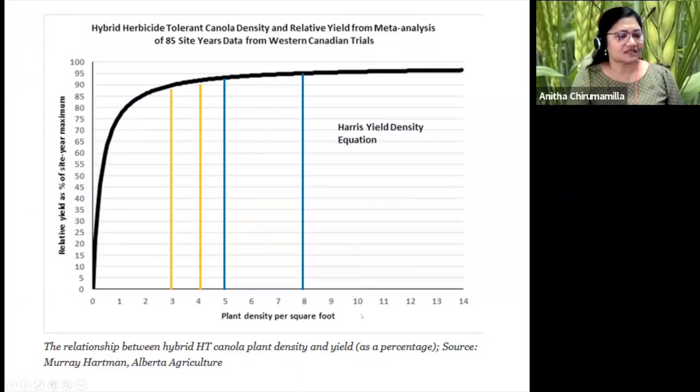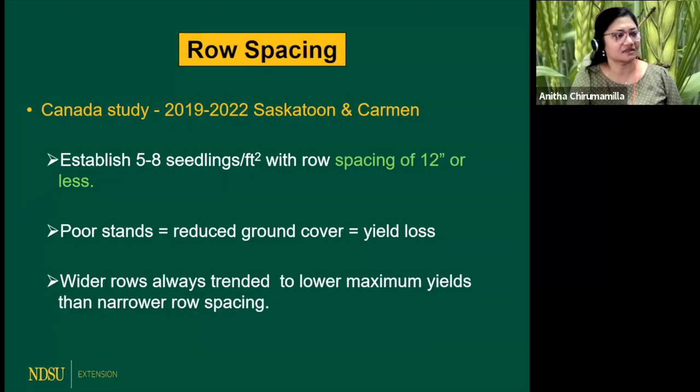This is a study that was conducted in Canada, and they show that the highest yield is at 5 to 8 plants per square foot density. So this is another study that reaffirms that 5 to 8 seedlings per square foot.